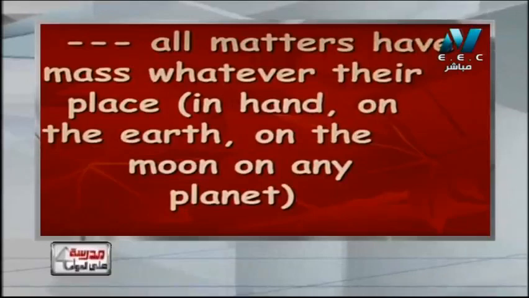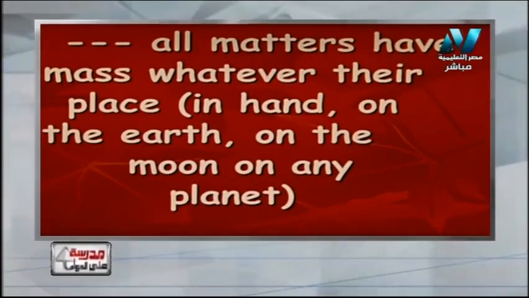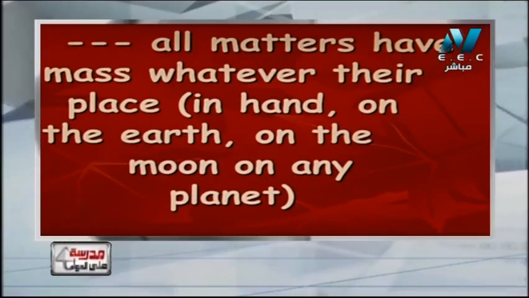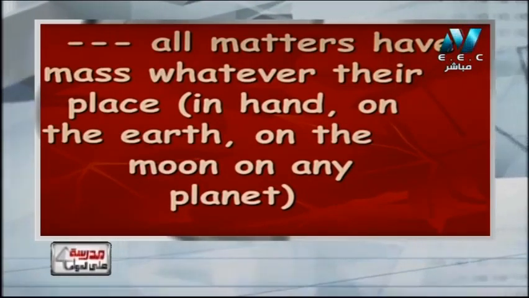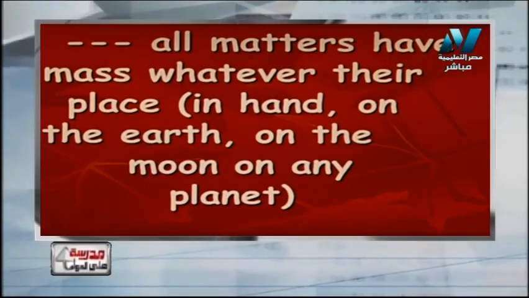So now we have started two properties of mass. The first property، أفكاركم تاني، أول خاصية للماس: mass increases when amount of matter increases. Second property: all matters have mass whatever their physical state solid or liquid or gas. Third property، خاصية التالتة للماس: all matters have mass whatever their place, in hand, on the earth, on the moon or on any planet. كل الماتر عندها ماس مهما كان مكانها في ايدك على الارض على القمر.